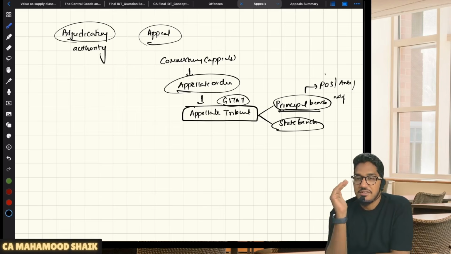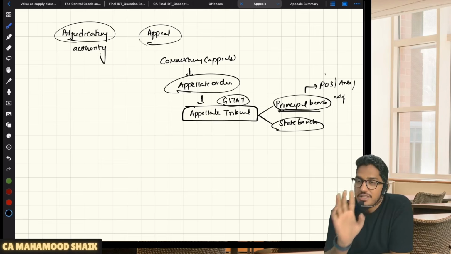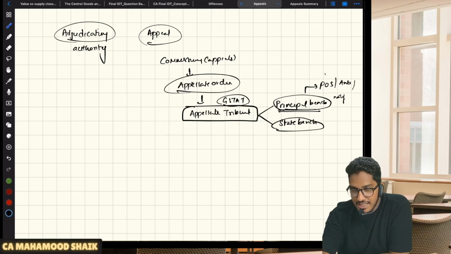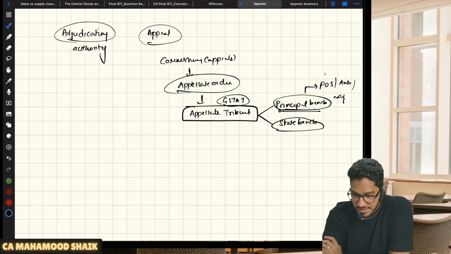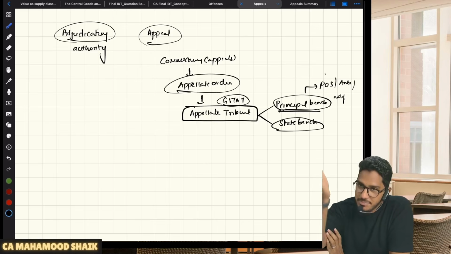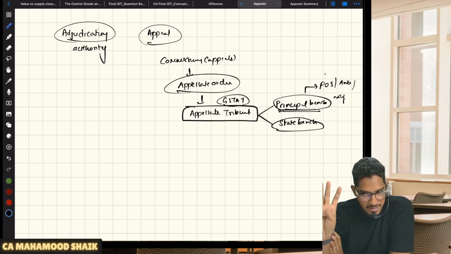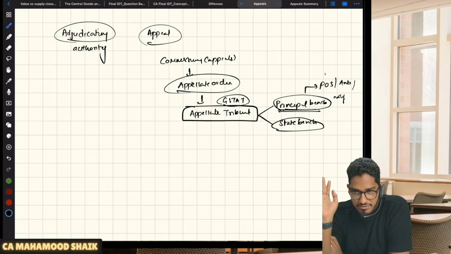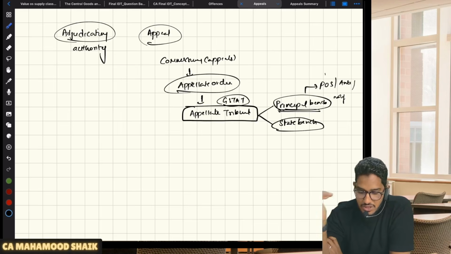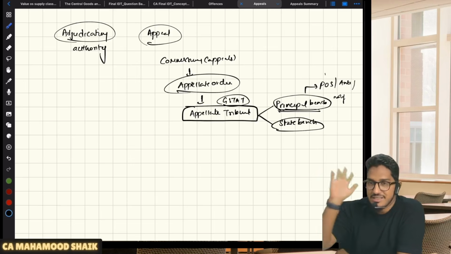So in case you are affected by the appellate order, you can make an appeal to GSTAT. In GSTAT, two benches will be there. Bench means not a physical bench where people will sit. Bench means a committee, a group of people. So there will be principal bench, there will be state bench. Principal bench will hear the cases regarding place of supply, anti-profiteering, or any other specific issues which are notified. And all other offenses which are not notified, which are not related to place of supply, which are not related to anti-profiteering, will be heard by the state bench.